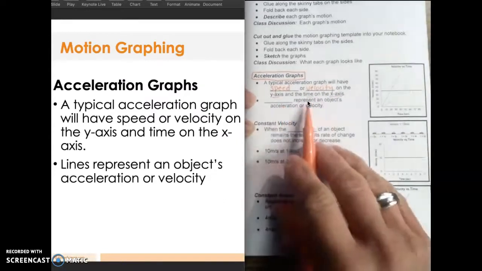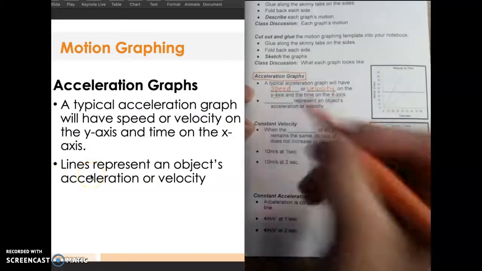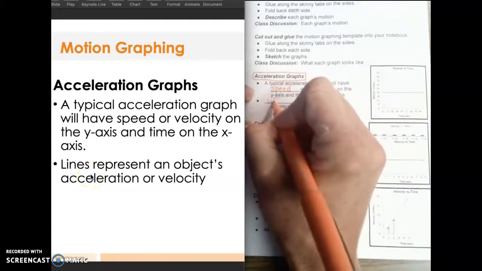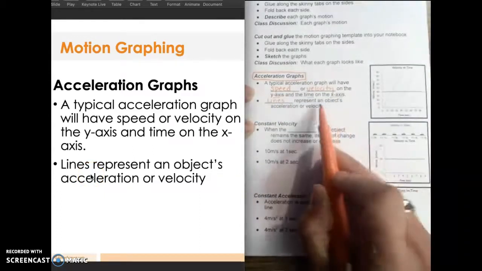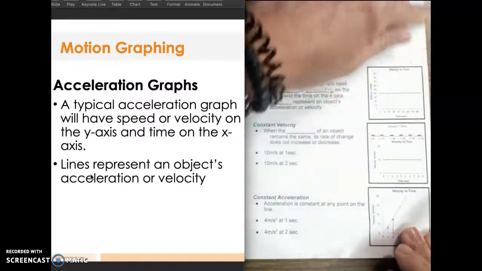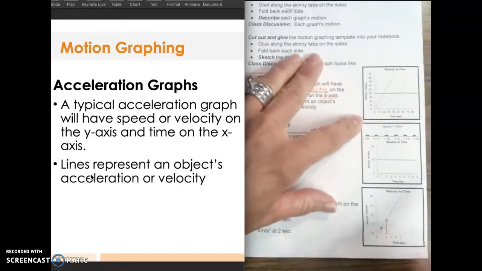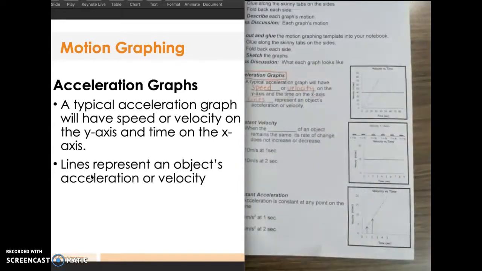Blank represent the object's acceleration or velocity. So here it says the lines. So the lines on the graph are going to represent the object's acceleration or velocity. Instead of having you create what these graphs should look like, I went ahead and put in the examples to help move this along.